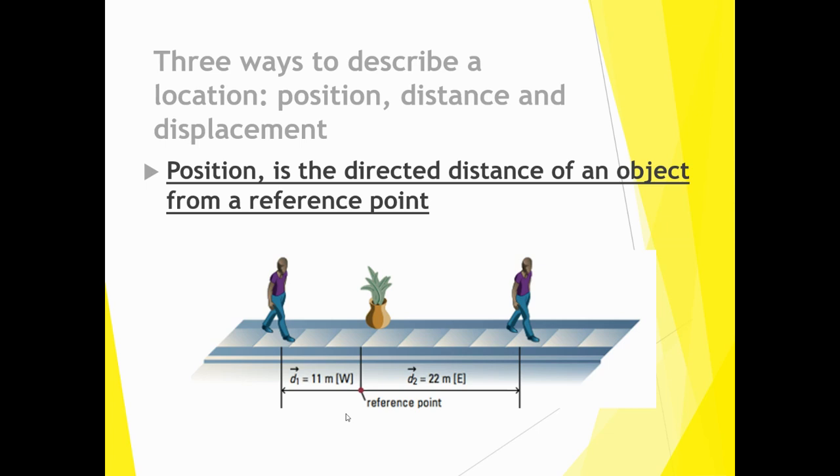So here you can see the little sketch. There's a potted plant here, which is our reference point. And the person over here on the left, this is his initial location. He's 11 meters west of the reference point, and that is what his position is. And then at some other time, he's at D2, which is 22 meters east of the reference point. So that's position. And just saying that something is here or there is not very helpful when we're trying to talk about motion and describe motion, which is why we are paying attention to these locations, distances, and directions.